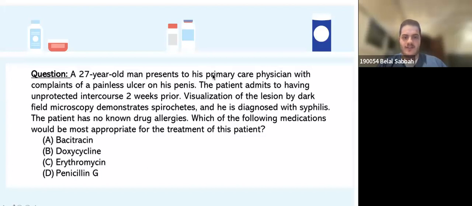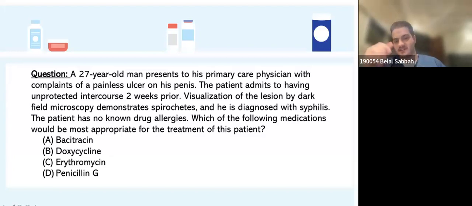A 27-year-old man presents to his primary care physician with complaints of a painless ulcer on his penis. The patient admits to having unprotected intercourse 2 weeks prior. Visualization of the lesion by dark field microscopy demonstrates spirochetes, and he is diagnosed with syphilis. The patient has no known drug allergies. Which of the following would be most appropriate in the treatment? Someone already says D. Someone says B.